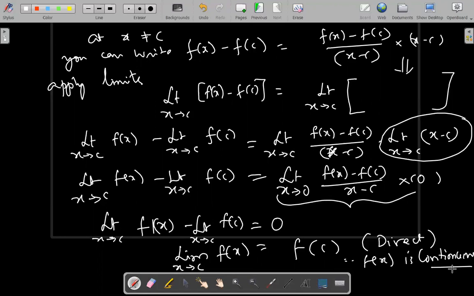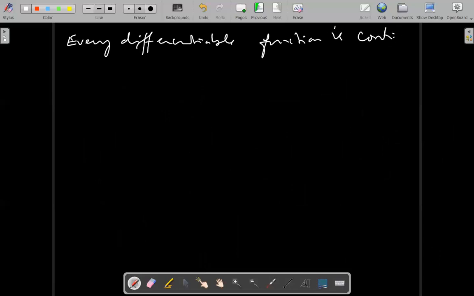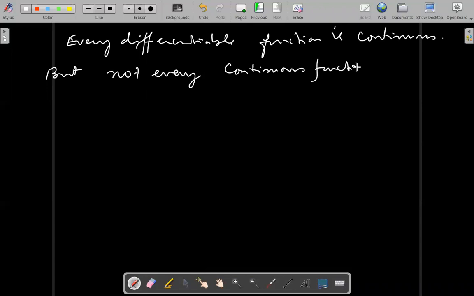So here he is saying the converse of the above statement is not true. What it means is, I will explain that one. This is a corollary, no need to prove. Every differentiable function is continuous, but not every continuous function is differentiable.